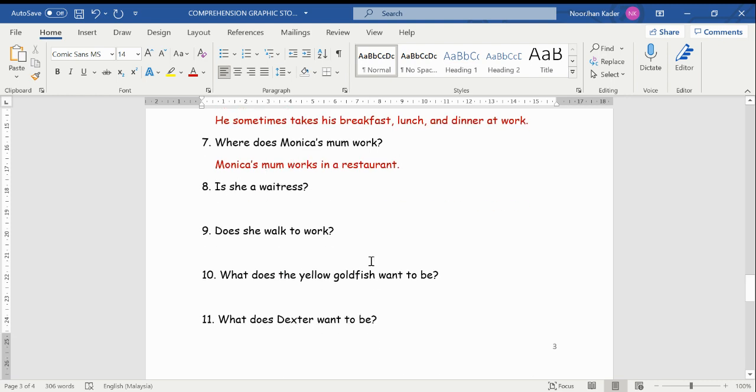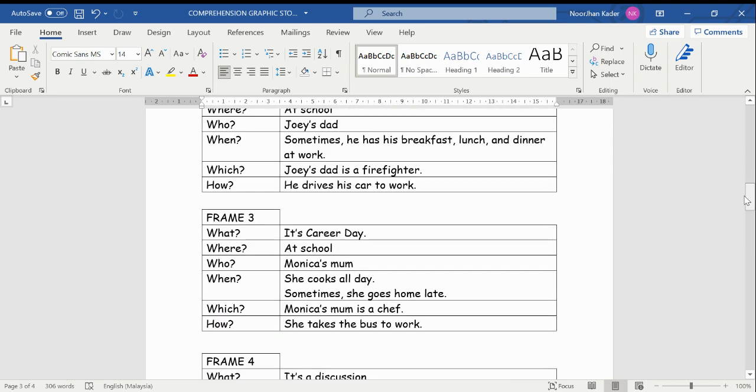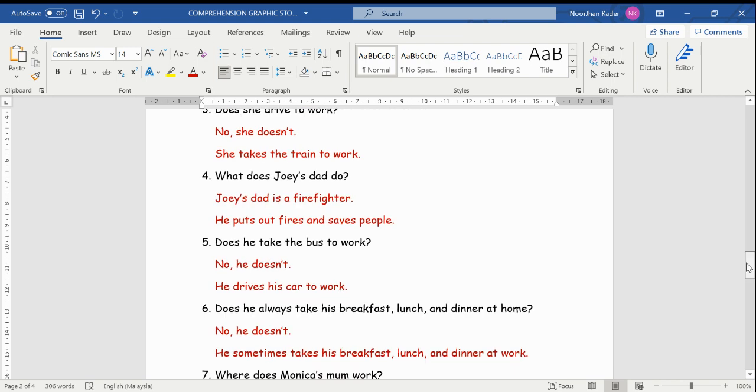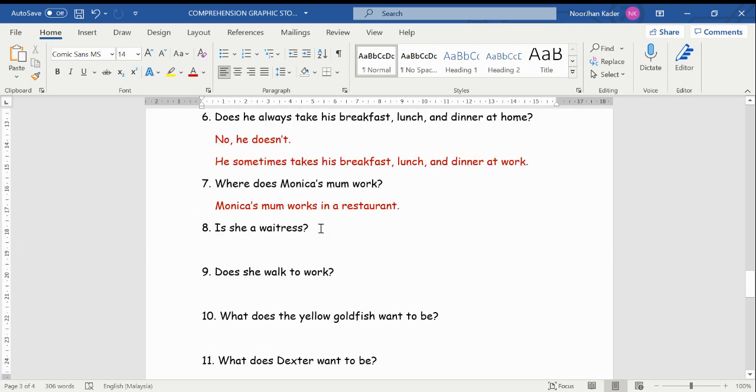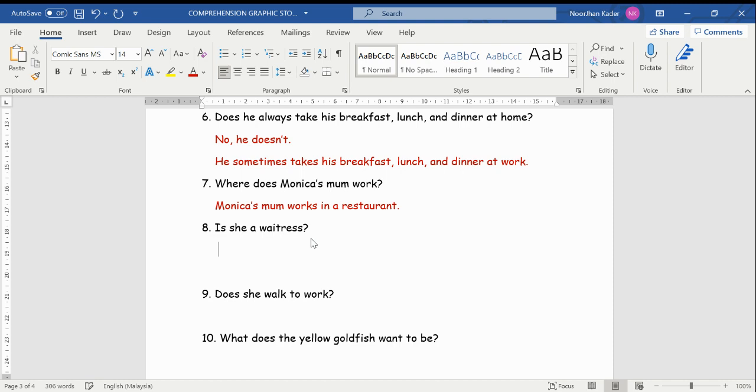Number 8. Is Monica's mom a waitress? Is she a waitress? Let's check. The answer is here. Which occupation does Monica's mom do? Monica's mom is a chef. So here we have to refute, the same as just now, when we had: does he always take his breakfast? Joey's dad takes breakfast, lunch, and dinner at home. It's the same pattern. Is she a waitress? You need to refute, then state the correct answer. Is she a waitress? No, she isn't.